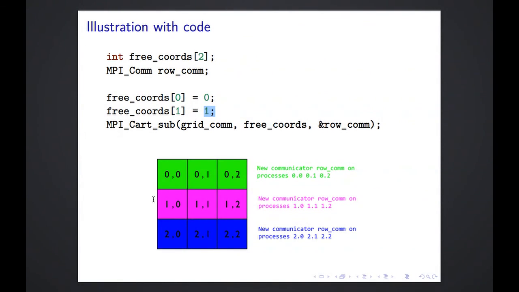So row is held fixed, row is held fixed, row is held fixed. So this is how you understand these 2 items. By defining these 2 elements of this array, I call MPI Cart Sub, and this gives me a row communicator which holds the processes in each row.